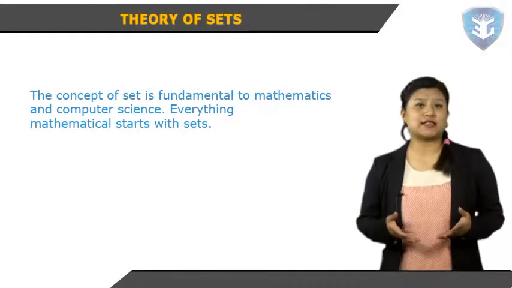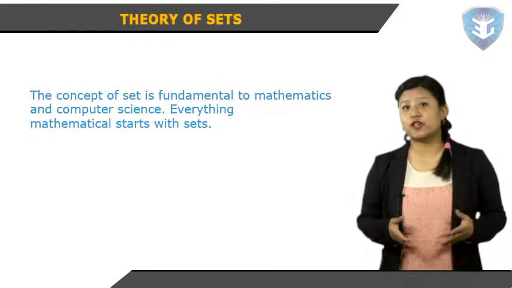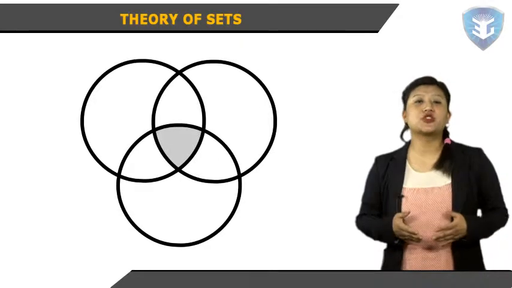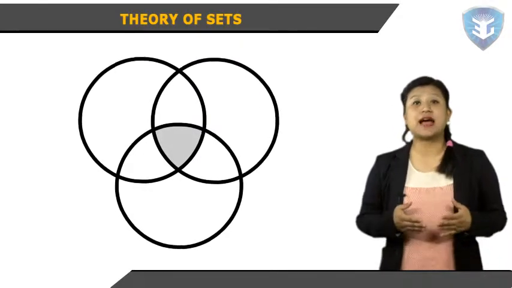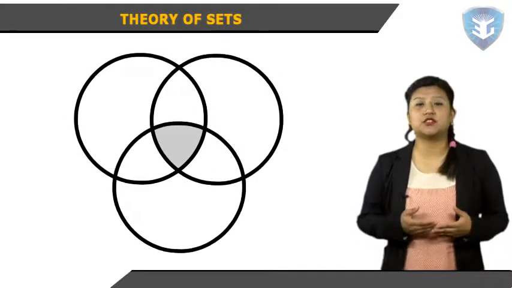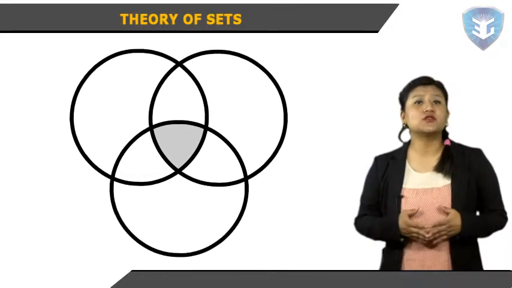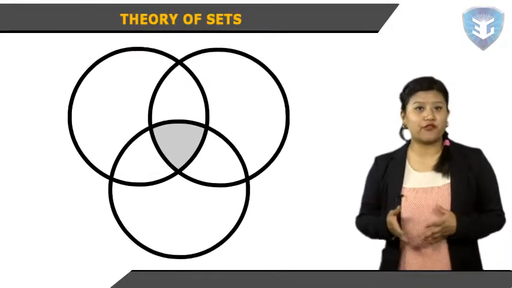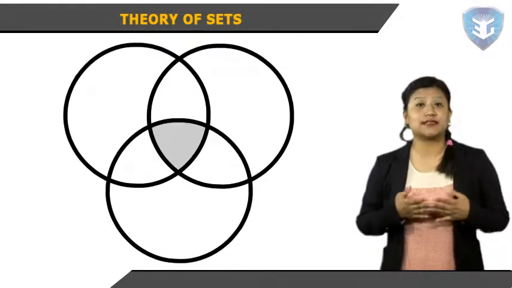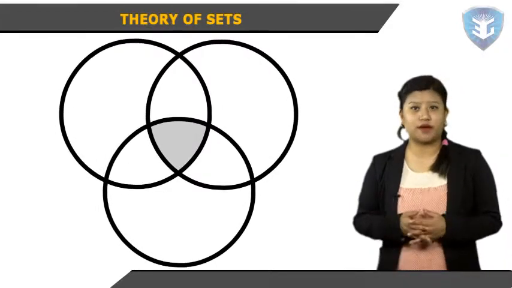The concept of set is fundamental to mathematics and computer science. Everything mathematical starts with sets. For example, relationships between two objects are represented as a set of ordered pairs of objects. The concept of ordered pair is defined using sets. Natural numbers, which are the basis of other numbers, are also defined using sets. The concept of function, being a special type of relation, is based on sets, and graphs and diagrams consisting of lines and points are described as an ordered pair of sets.